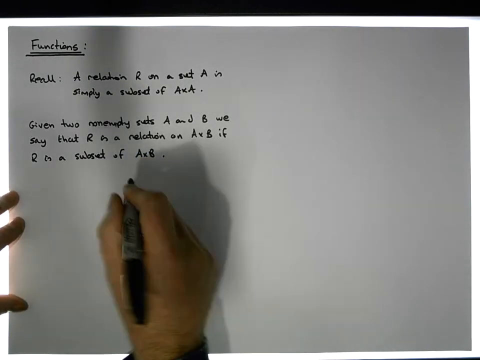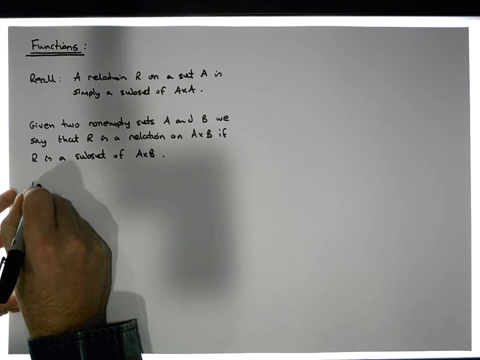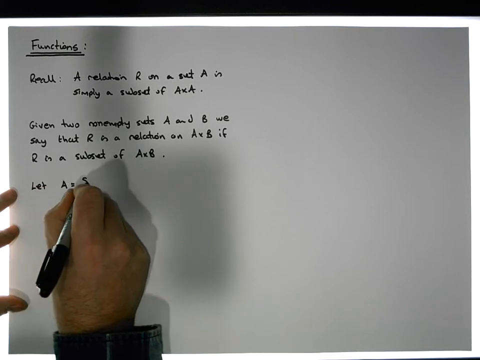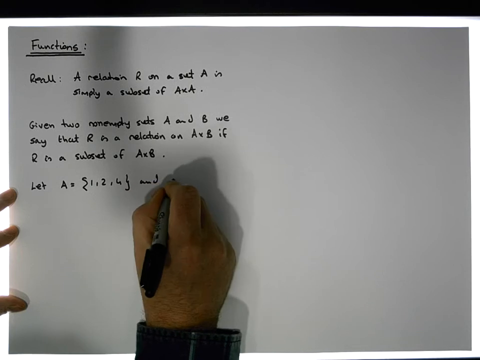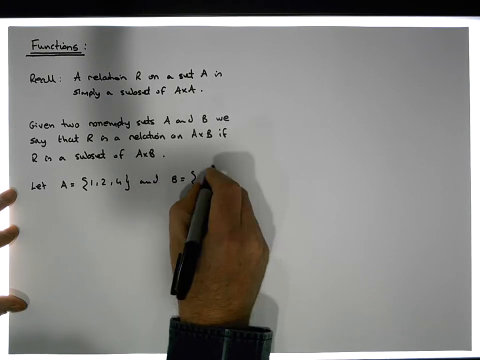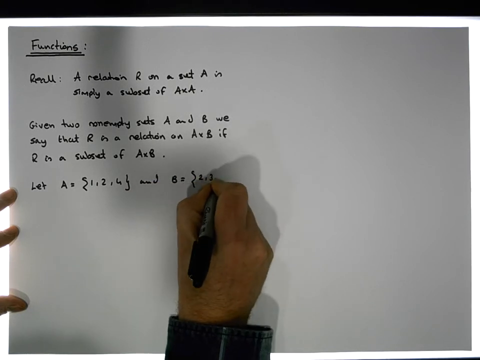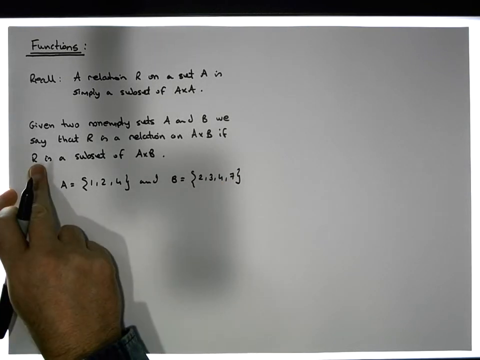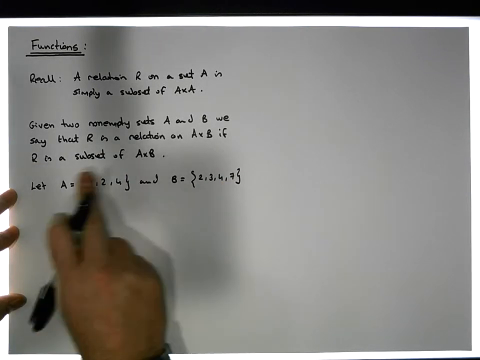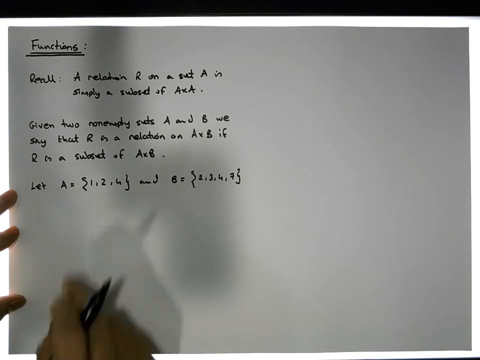Well, let's just define two sets. Let A equal the set 1, 2, 4, and let B equal the set 2, 3, 4, 7. Then R is a subset of A cross B. Any subset of A cross B is defined to be a relation.